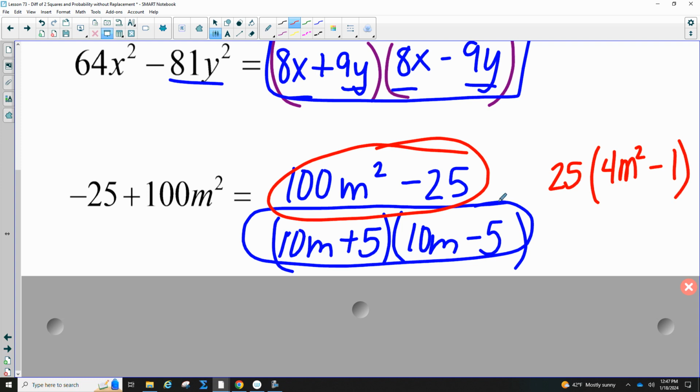Now I have to factor it again because 4m squared minus 1 is a difference of squares. Sorry, I'm squishing it in. It's really small. What multiplies to be 4m squared?